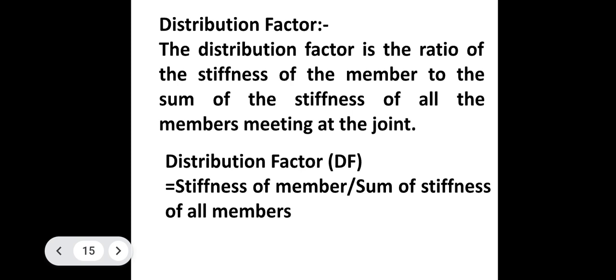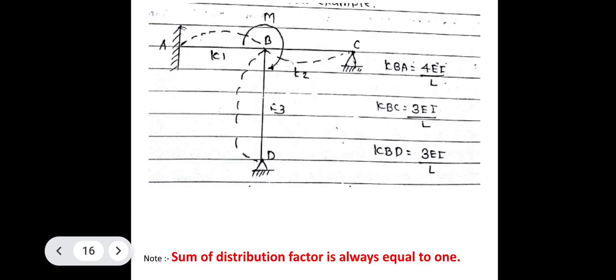Now let's discuss the distribution factor, which is the ratio of the stiffness of a member to the sum of the stiffness of all the members meeting at the joint. You have to remember this theory, as it is many times asked in the university exam paper. That's why you should remember all three factors of the moment distribution.